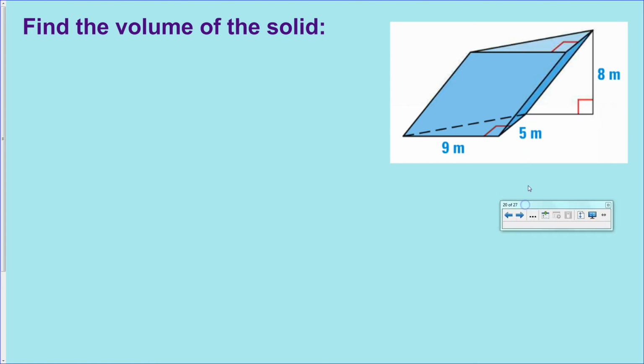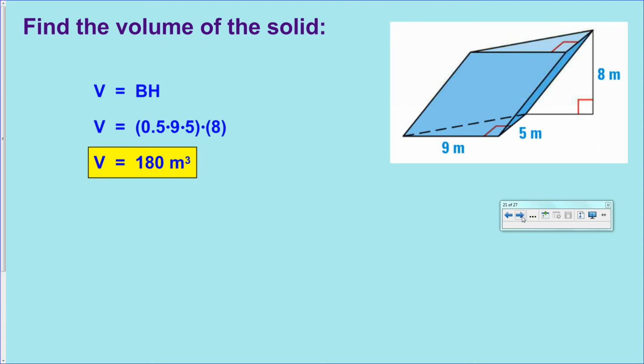Example time. Here's a problem. Pause the video, see if you can handle it. It's a pretty easy one. Volume is base times height. The base in this case is a right triangle, so you've got 1/2 base times height, and that's little h right there. And then big H is the height of the prism overall, for a total of 180 cubic meters.